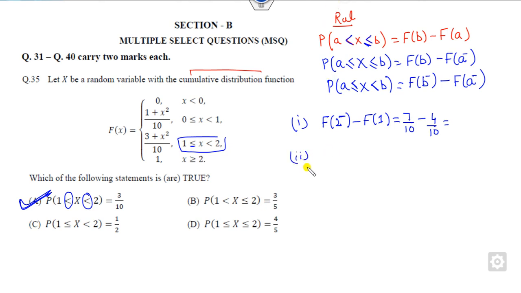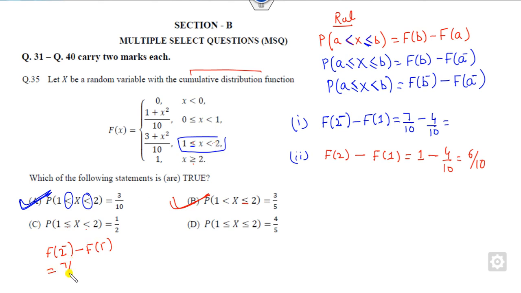Look at the second part. Since we need equality, it is already there, so it is F(2). We don't need equality, so again it is not there, so it's F(1). What is F(2)? 2 lies here, that's 1. 1 lies here, so it's 4 by 10. So 6 by 10, which is 3 by 5, is the right answer. Again we need the equality at this side but it is not there, so it's 2 negative. We don't need the equality here, so it's F(1) negative. 2 negative here gives 7 by 10, and 1 negative here gives 2 by 10. So it's 5 by 10, that's 1 by 2, the right answer.